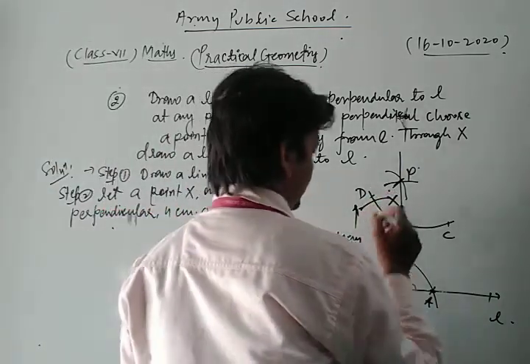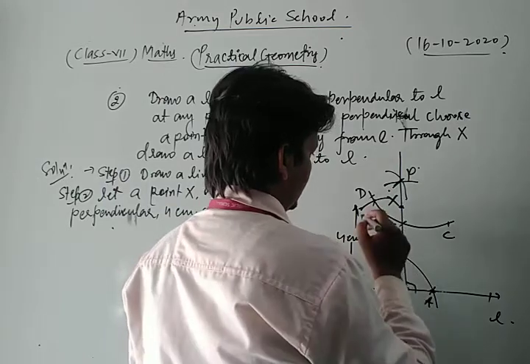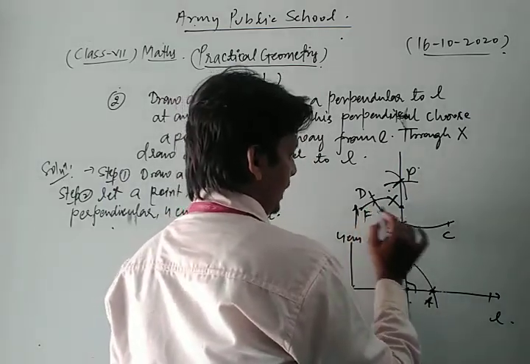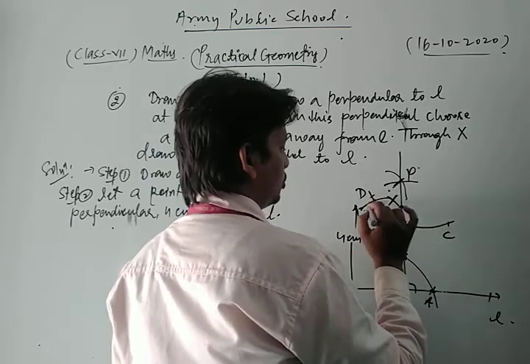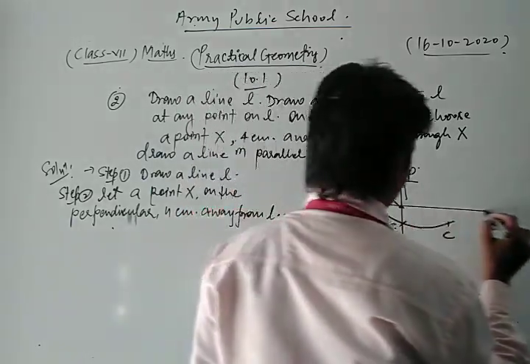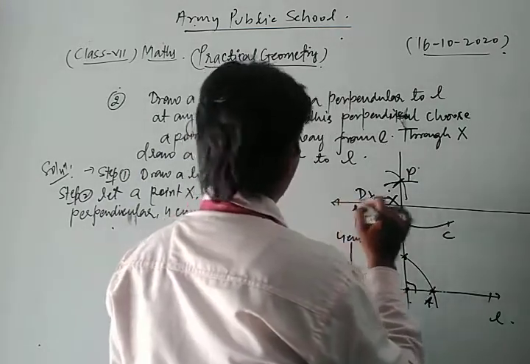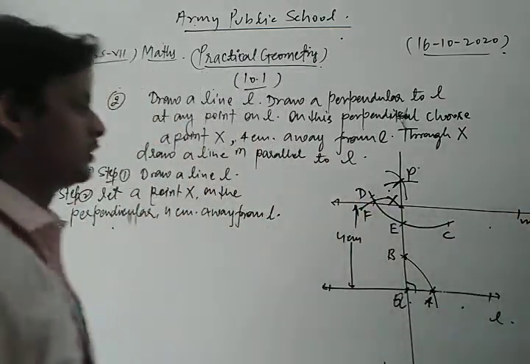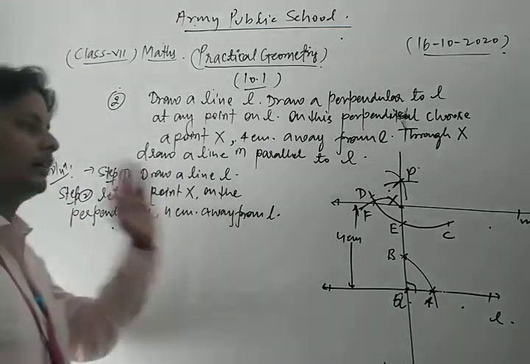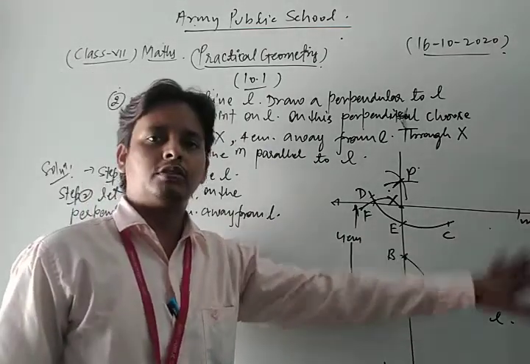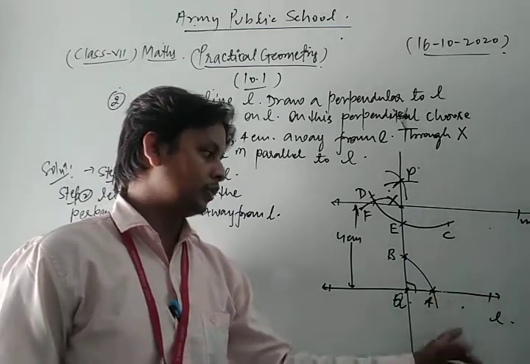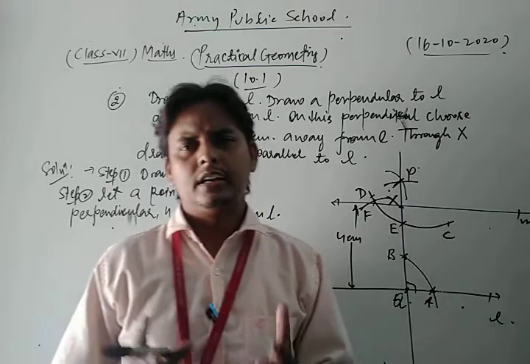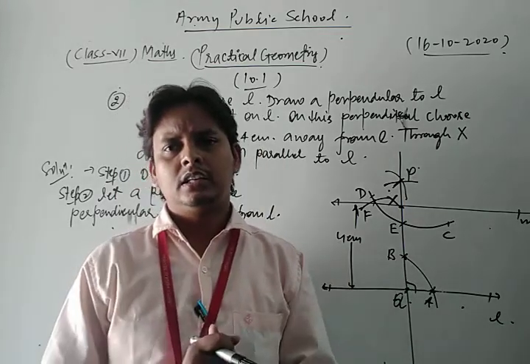Now suppose that point is F. Now we join F. We draw a line through F and X in this way. Okay, now this is our required line M, which is parallel to L. Therefore, this is one of the most important questions of your NCERT exercise.